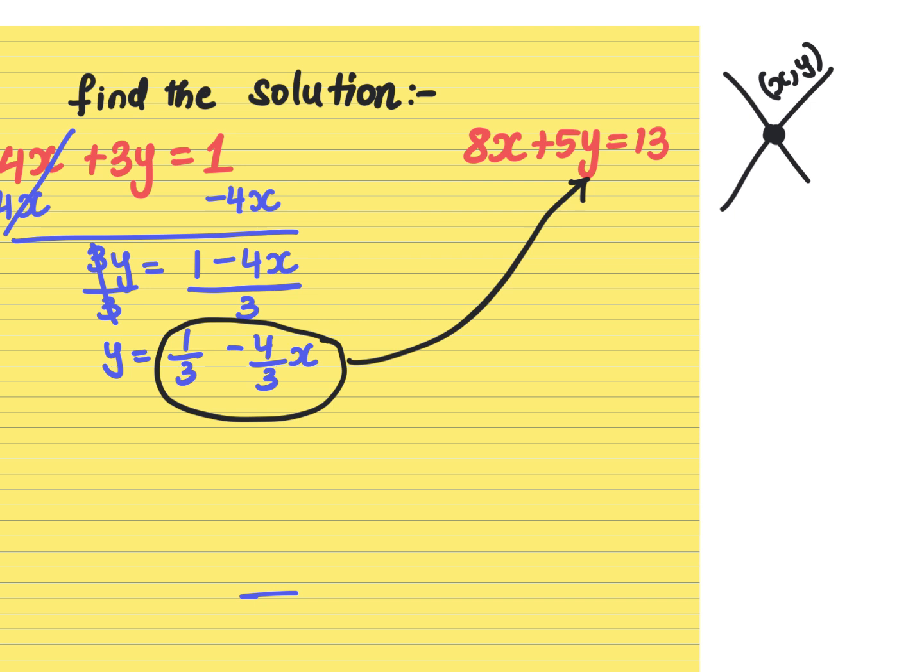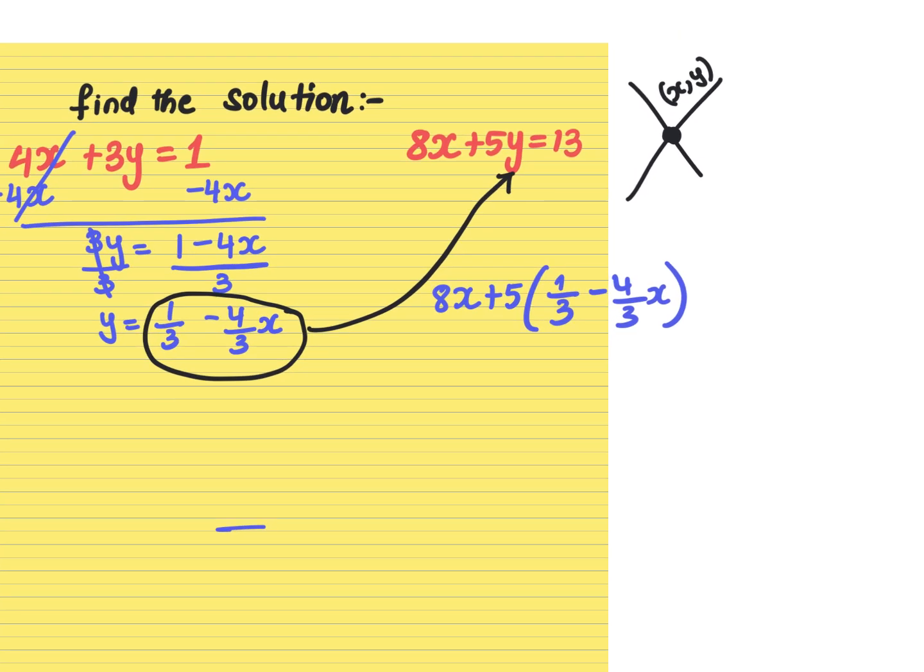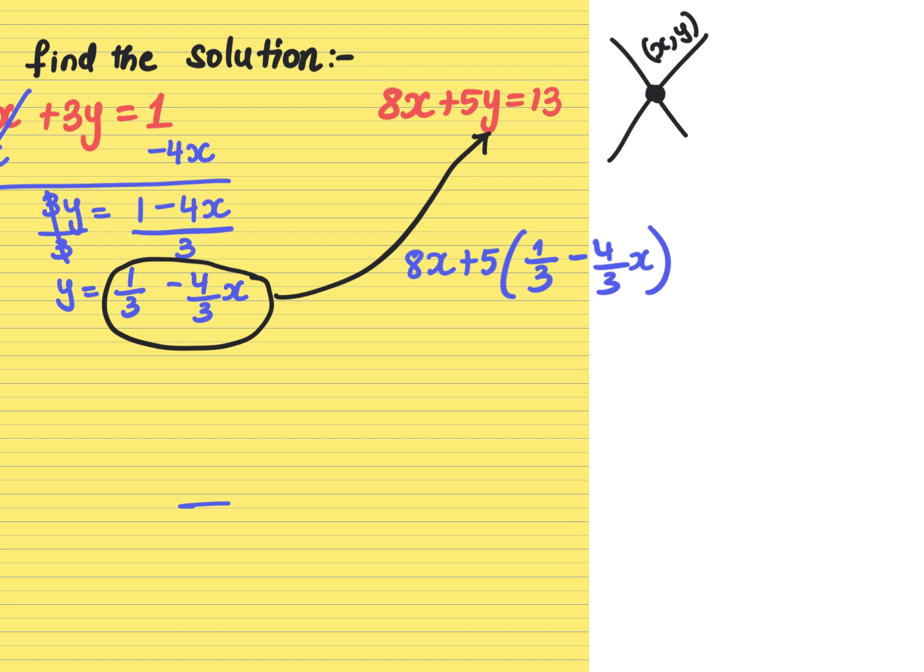If I don't like that approach and I think it looks more complex, we can also rearrange this equation as y equals and then equate them together. But I want to go with this since this is one of your favorite approaches so far. So I'm going to do 8x plus 5, and in place of y I write 1 over 3 minus 4 over 3x. That is my new y, because my y has been replaced with whatever I rearranged here, is equal to 13.